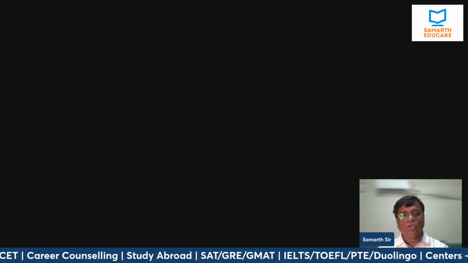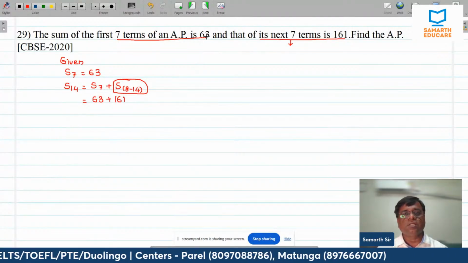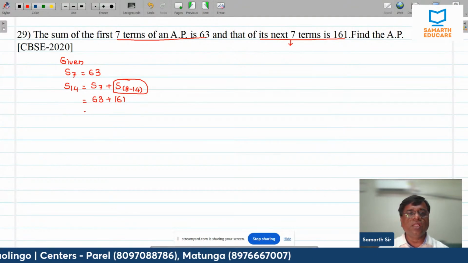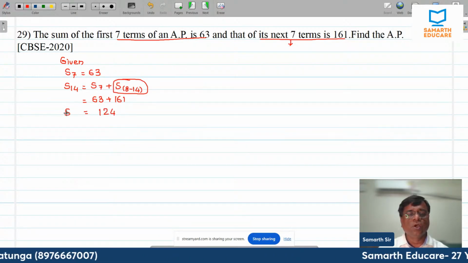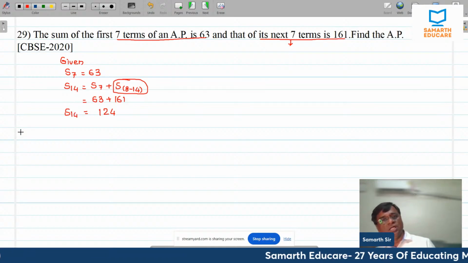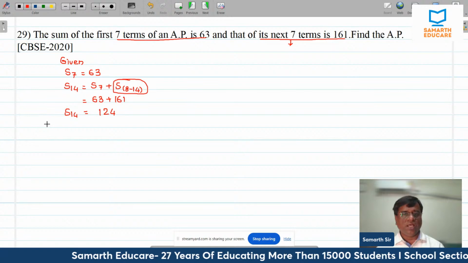Once again, 8, 9, 10, 11, 12, 13 and 14. So total 7 terms are there. Remember, there are total 7 terms. Coming back to this, 8 to 14 is 161 and the first 7 terms are 63, so the total number of terms is 14, and the total is 224. So S14 is 224. This is to be understood first. Alright, the rest of the work can be done easily.